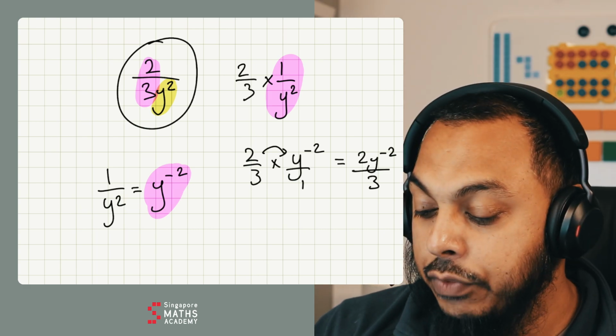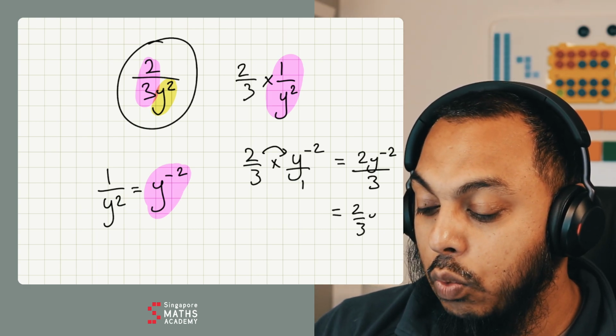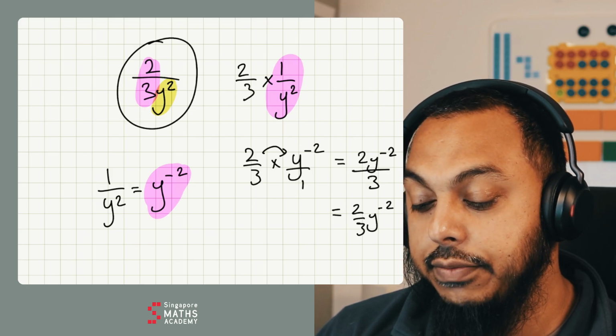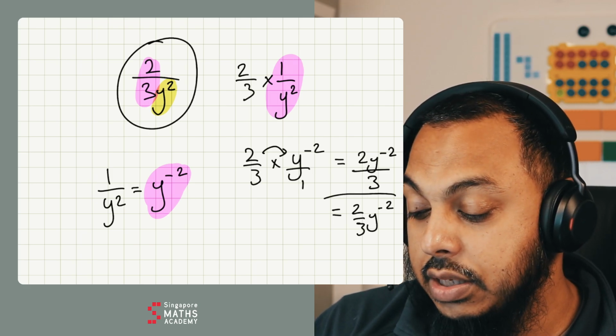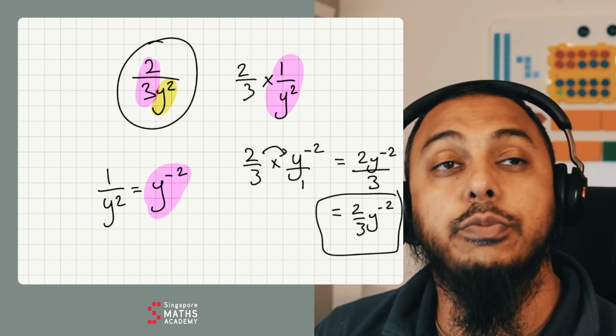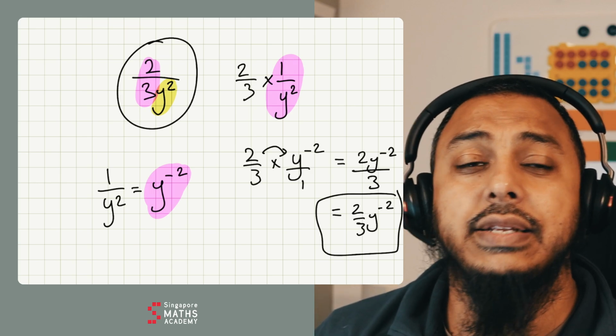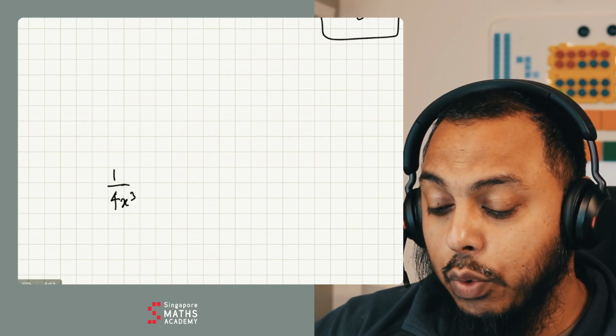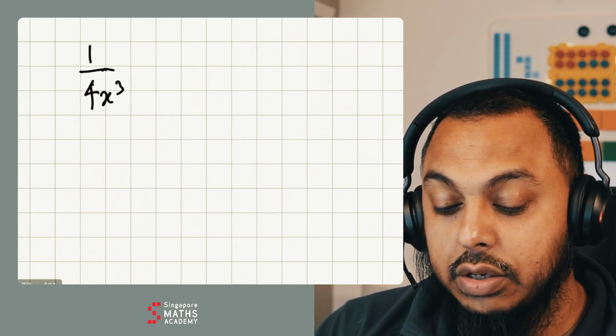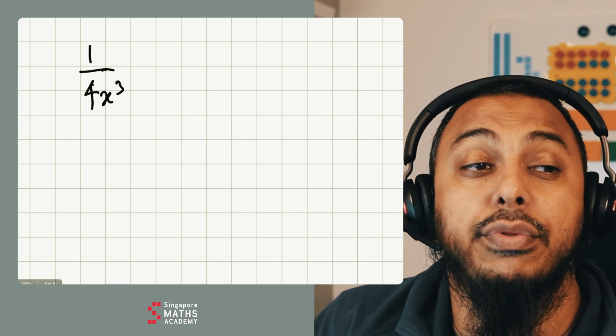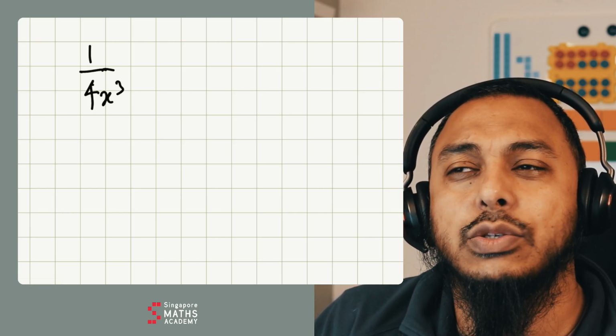You can write it like that, or you can write 2/3 y to the power of negative 2. That's also fine. So that's our final answer, 2/3 y to the power of negative 2. With that in mind, have a go at the other question that we struggled on, which is 1 over 4x to the power of 3, and see if you can answer this question by yourself.